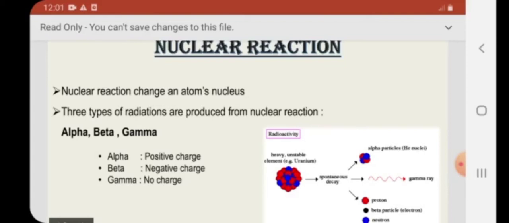In any case, the bombarding particle must have enough energy to approach the positively charged nucleus to within the range of the strong nuclear force.